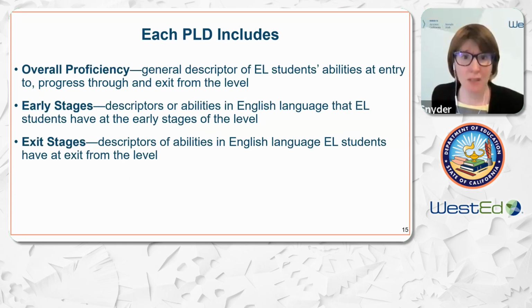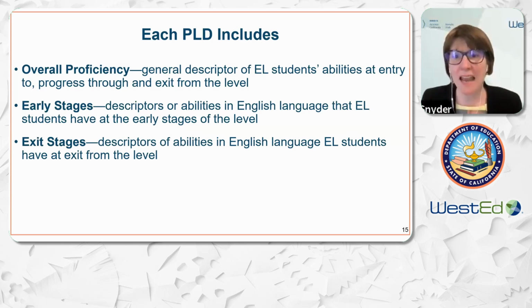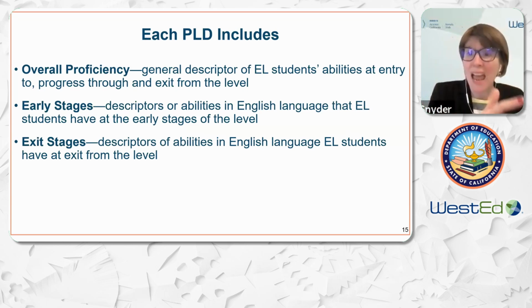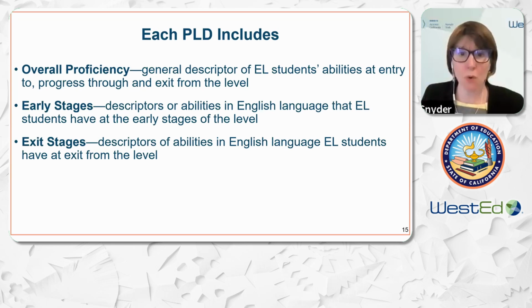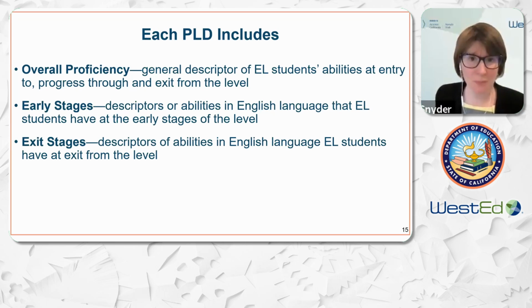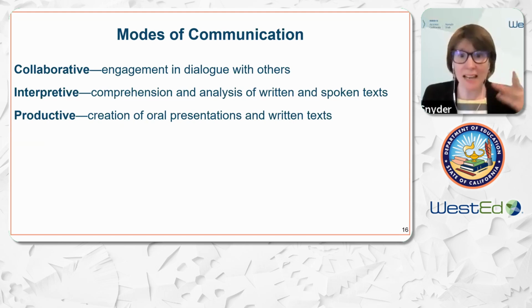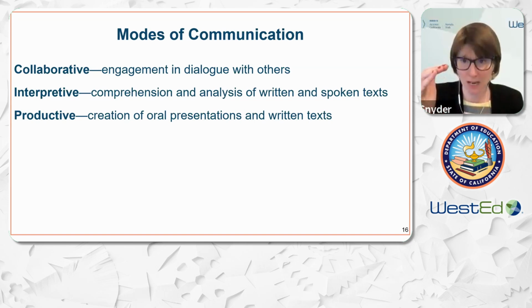So each PLD includes the following: overall proficiency, which is a general descriptor of EL students' abilities at entry to, progress through, and exit from the level. Early stages, which are descriptors of abilities in the English language that EL students have at the early stages of the level, and exit stages, which are descriptors of abilities in English language EL students have at exit from the level.